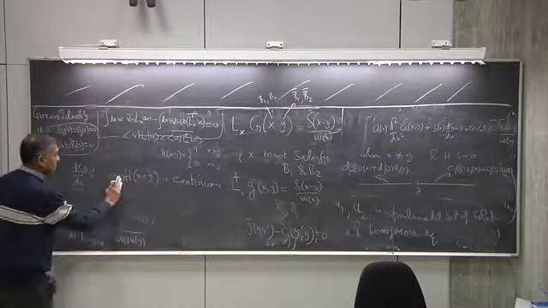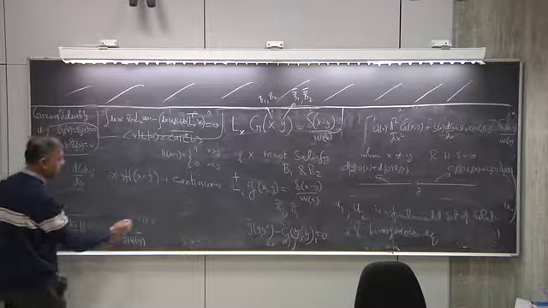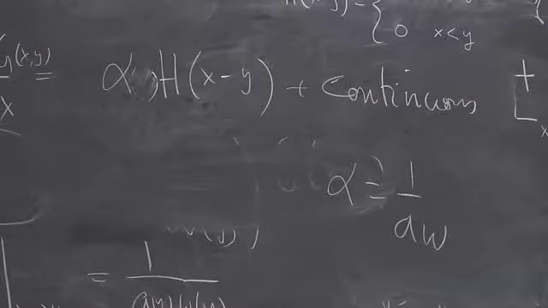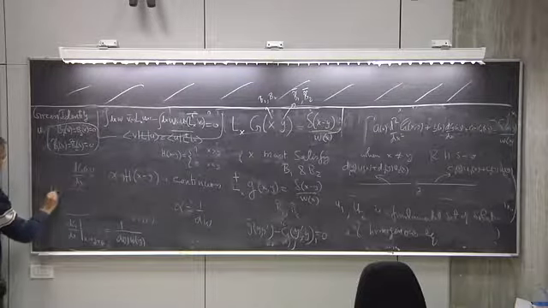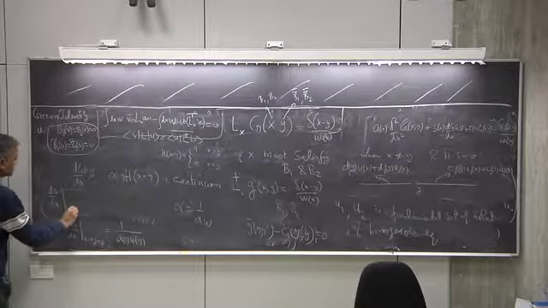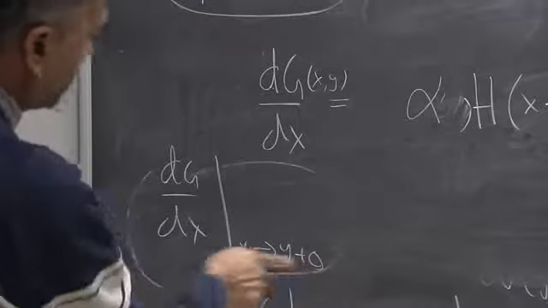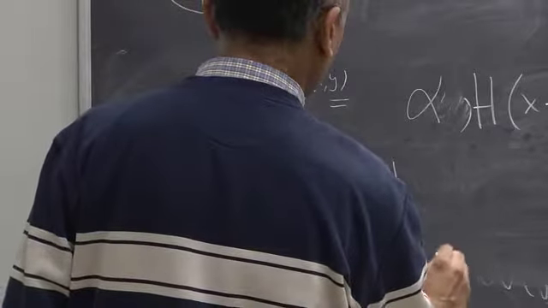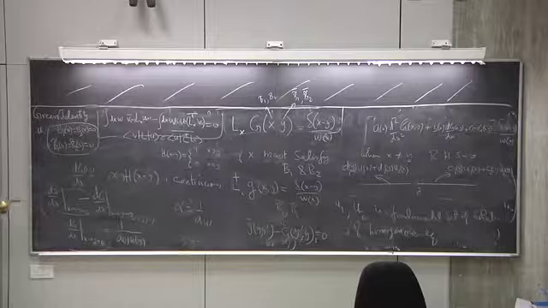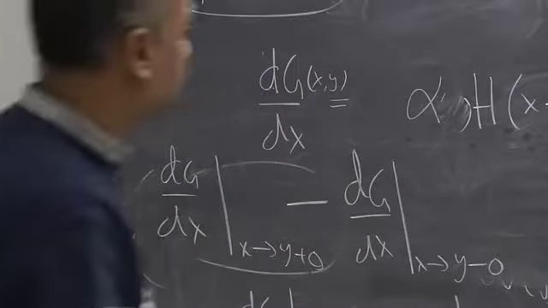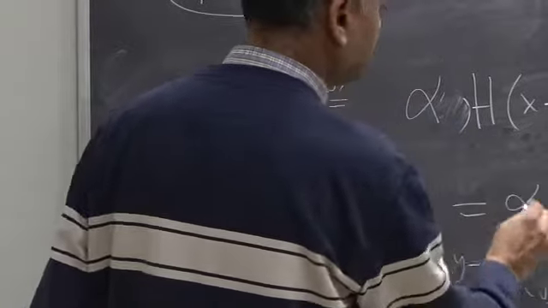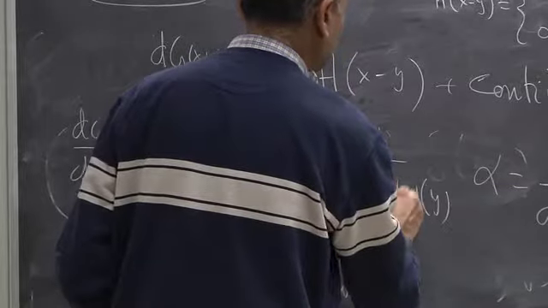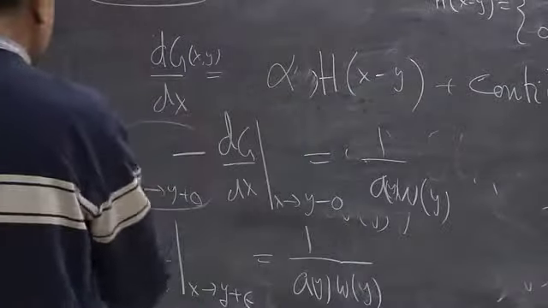And what we said already is that alpha is 1 over a w. So if you take dg by dx as x goes to y plus 0, minus dg by dx as x goes to y minus 0, the difference between the right and left, that should be equal to alpha, which is 1 over a w at y. So this is the basic equation we have.